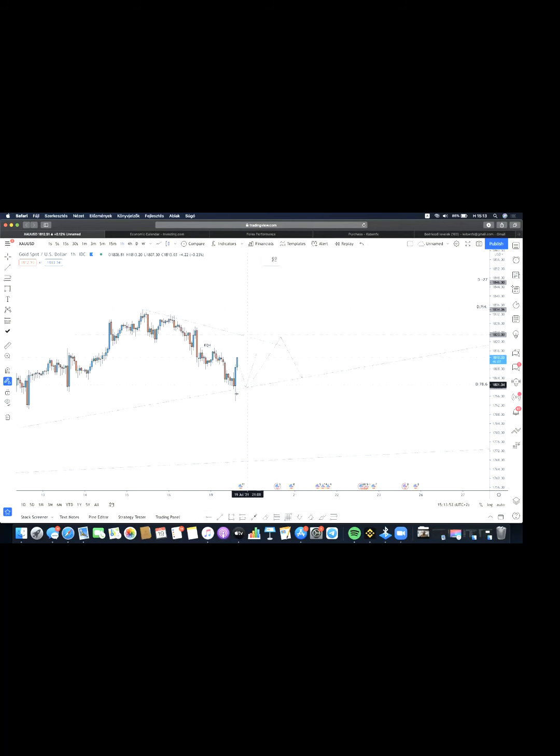So if it makes the pullback, it will create the inverse head and shoulders. We're just waiting for the lower time frame entry. If the price comes to this level, same scenario, lower time frame structure. Once the price comes back to the 7860, which matches perfectly with the 127 liquidity zone. Also, here are the equal highs.